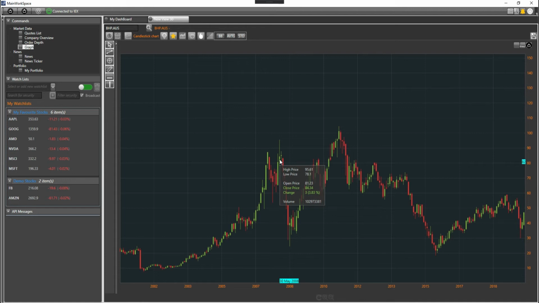You have the high, you have the low. So high is 95.61, low is 78.1, and then it opened at 81, and because it closed higher at 84, it's going to be green, which means there was a gain, and the gain is about 3.83%.